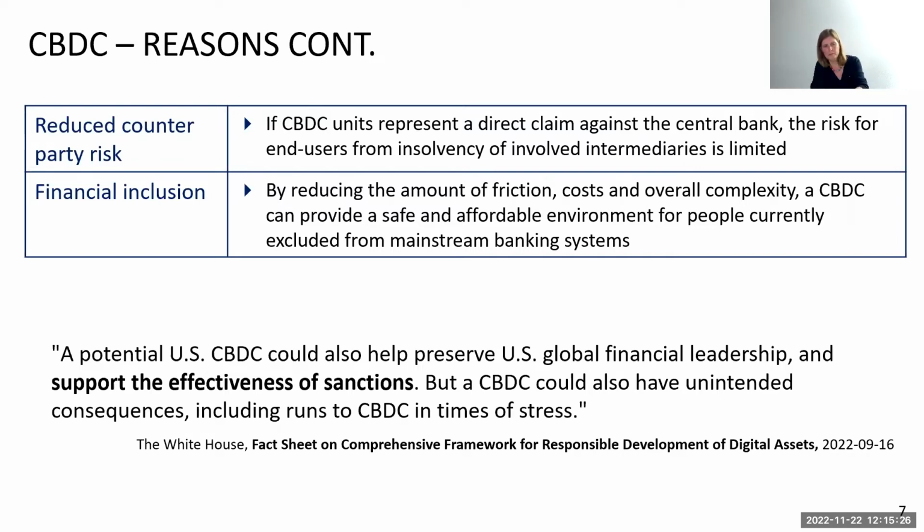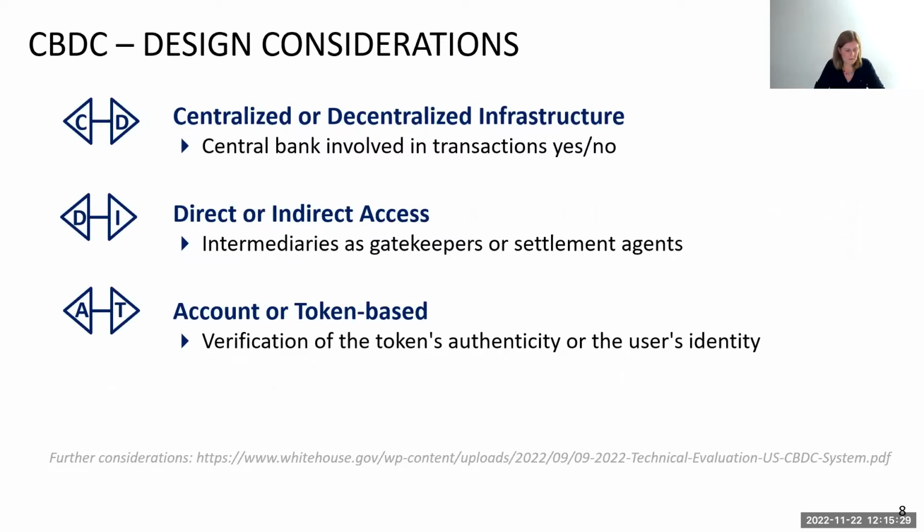Okay, but now let's talk about design. When a central bank thinks of issuing a CBDC, they actually have multiple design decisions to make. As with any complex system, they have to decide on the level, for instance, of centralization. So should the infrastructure be centralized with the central bank or decentralized with the participants? Then there are decisions to make with regard to access, direct or indirect access.